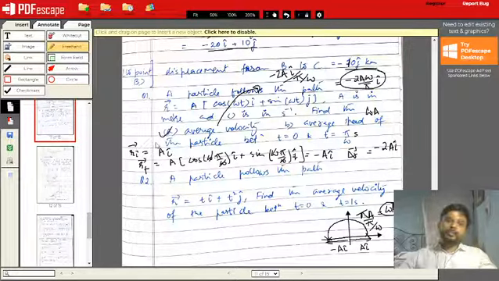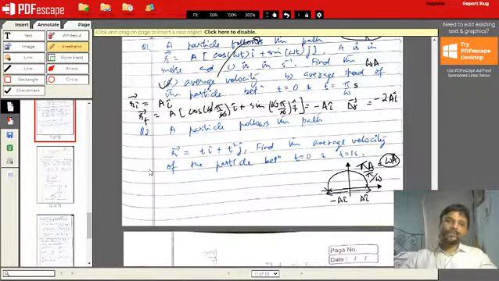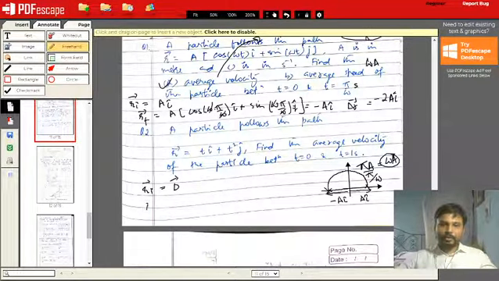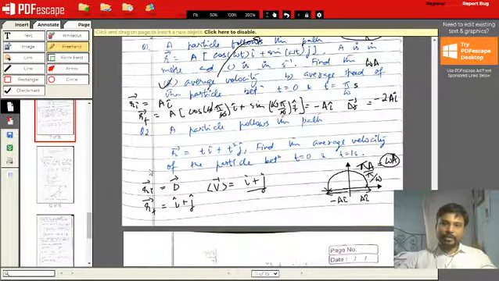A particle follows the path r vector is equal to this, find the average velocity. Again, following the same idea, writing the initial position of the particle ri. The initial position of the particle is, when we put t equal to 0, simply the 0 vector. And the final position of the particle rf, when we substitute t equal to 1 here, would be simply i plus j. Time taken is also 1 second. Then the average velocity vector would be simply i plus j divided by 1 minus 0, that is 1.